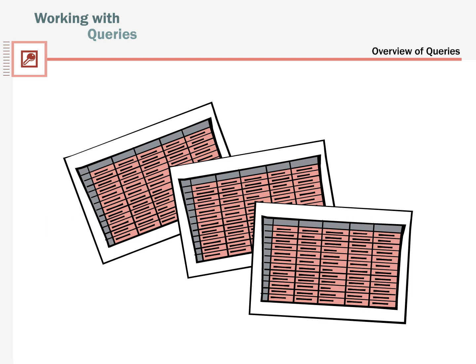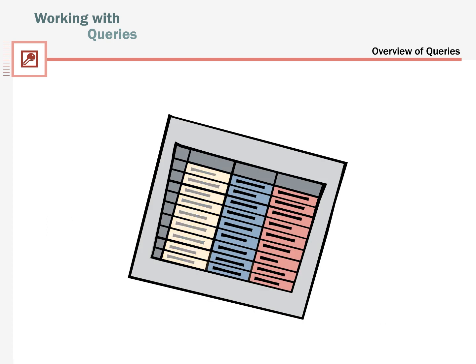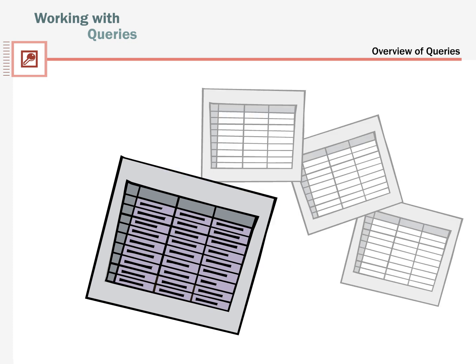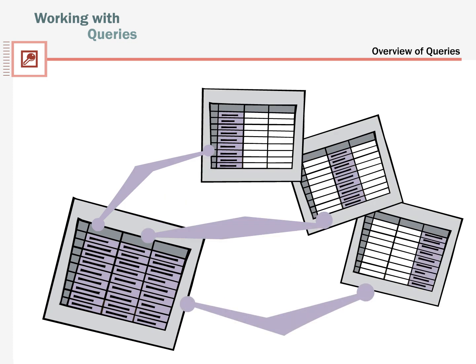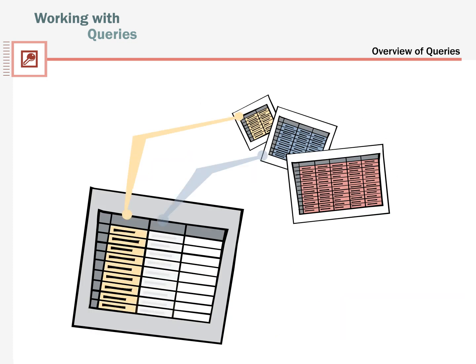Action queries make changes to several records in a single operation. They perform actions such as deleting and updating records, appending table records to other tables, or creating tables from all or part of the data in other tables.